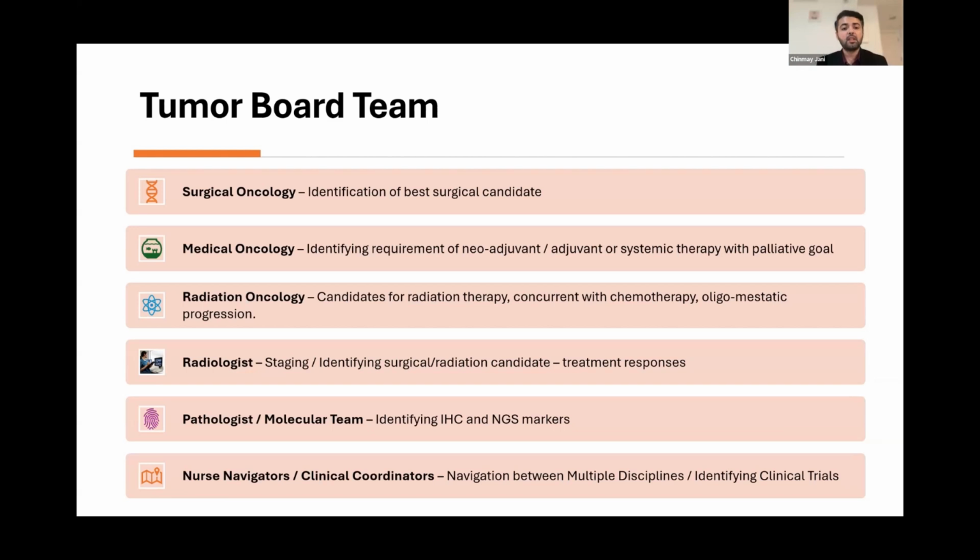And at the same time, clinical coordinators and nurse navigators form a big important part of this team, because they can help in navigating between all these different teams as we saw. They can help the physicians, the providers and practitioners in navigating as well. At the same time, they can help the patients navigate what next steps are to be done. So this is an overall framework where tumor board teams are made and discussions are done for each particular patient.